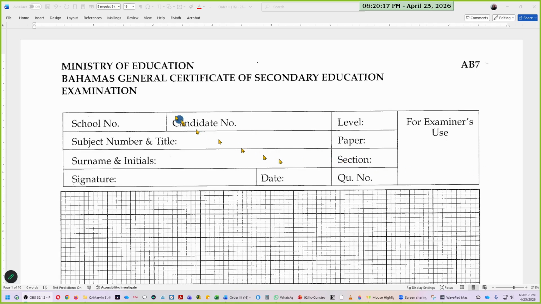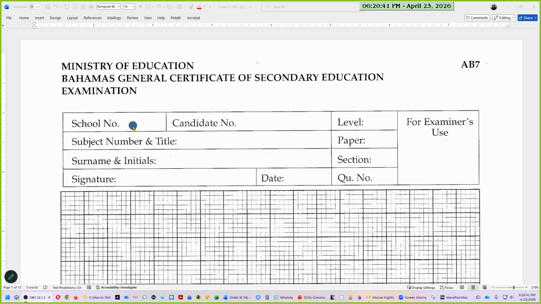Okay, so this is the standard Bahamas General Certificate of Secondary Education Examination graph sheet. Now, this sheet is used both in math as well as in science. So, any of the sciences that require graph paper, this is the official paper.